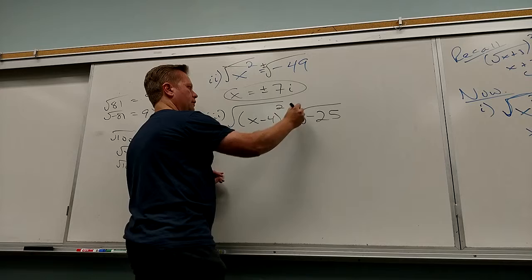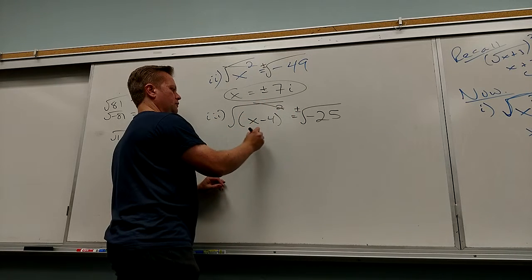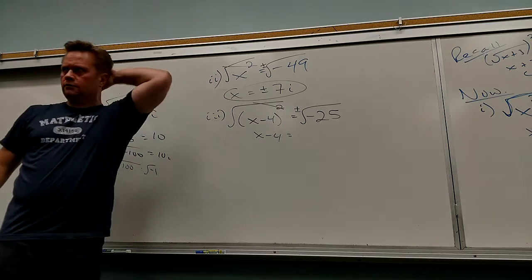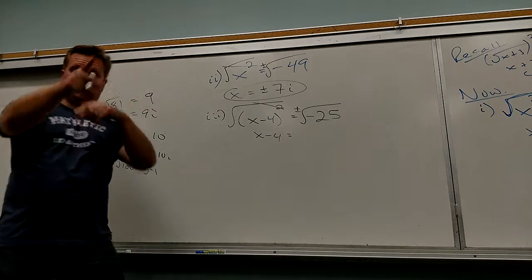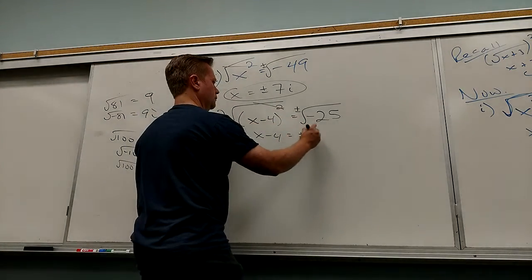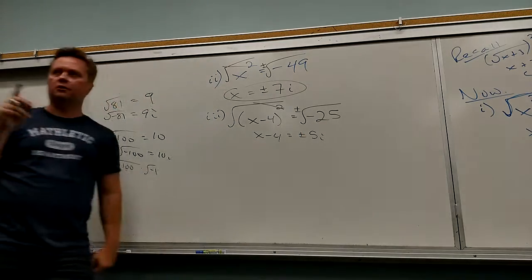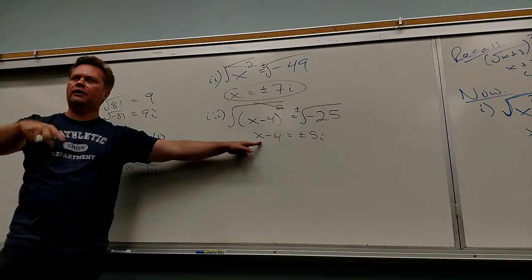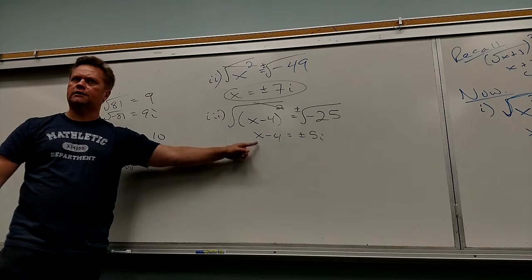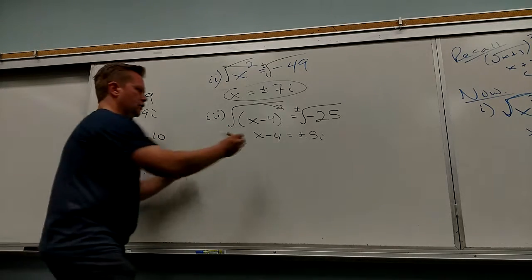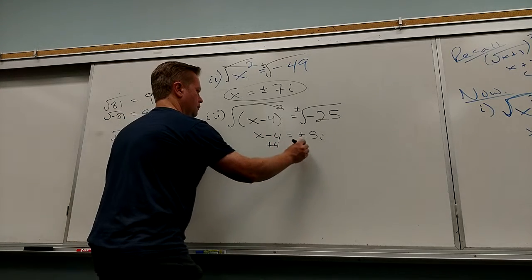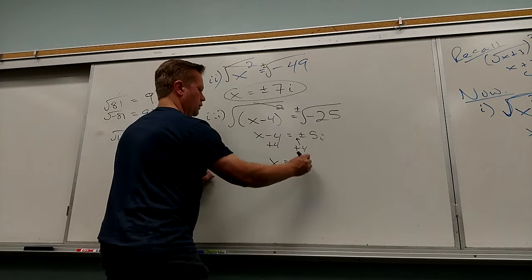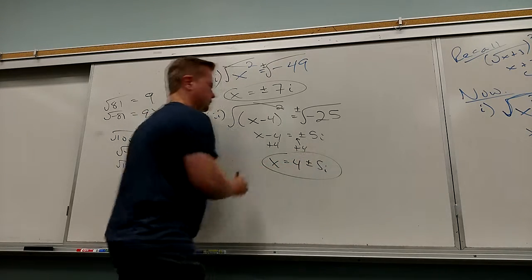I'll do this side. And what do you get on the other side? 5. Plus or minus. Keep going now. It's one more step. The only thing that doing more inside here does is it gives you one more last step. How do you get x by itself? Add 4. Now here's what you want to do. You want to put that out front. 4, give or take 5i.